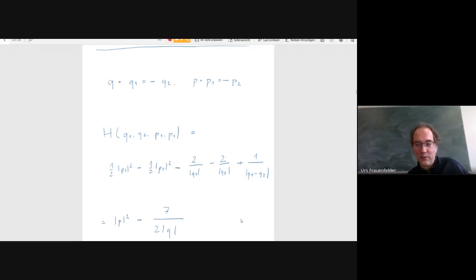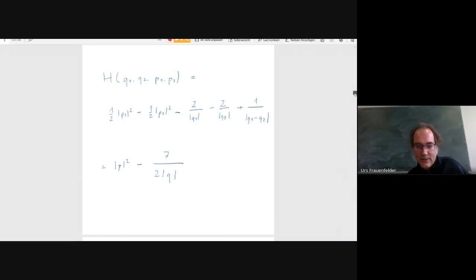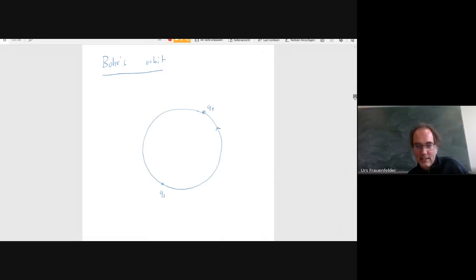So for this special case, we have just the solution of the Coulomb problem, which are the ellipses, and especially, this was already considered by Bohr. We can take just a circle. One electron is just moving on the circle around the nucleus, and then the other electron is always on the opposite side. So that was this orbit. This was actually considered by Bohr as a kind of ground state for the helium atom.